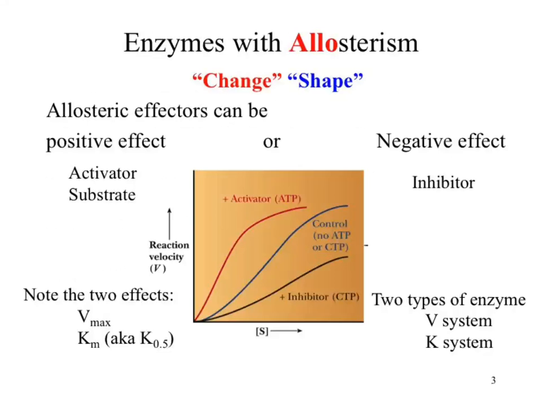These can get classified into 2 systems, our V system and our K system, or a mix of both of them. What are those referring to? V system is looking at something where the enzyme's max velocity is changed. K system, where your Km is changed. How do we figure out our Vmax and our Km?